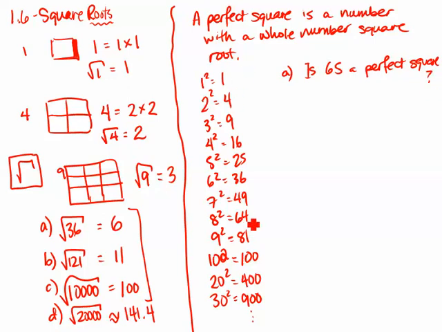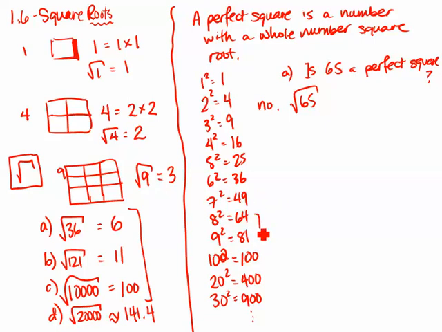And if we look on our chart, 65 doesn't appear. So we know that it's not a perfect square. Well, what would be the square root of 65 then? So the answer is no, because it doesn't appear here. It does not have a whole number square root. But it should be approximately something.